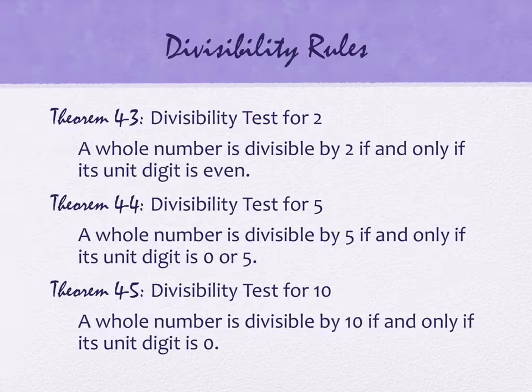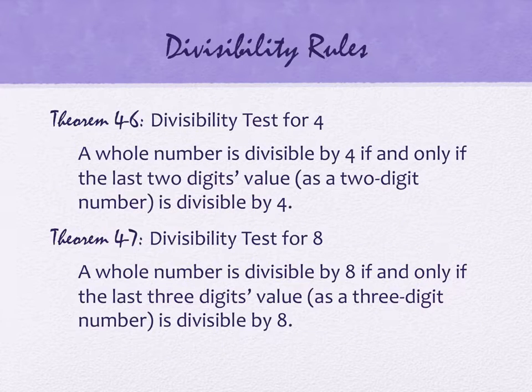Okay. The next two are grouped together. They probably are less likely that you've seen them before. Divisibility tests for 4 and for 8. Okay, so for 4, a whole number is divisible by 4 if and only if the last 2 digits as a 2-digit number is divisible by 4.